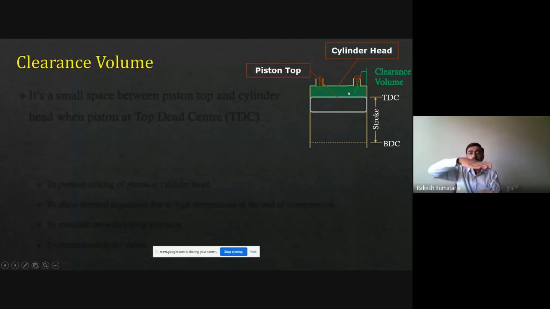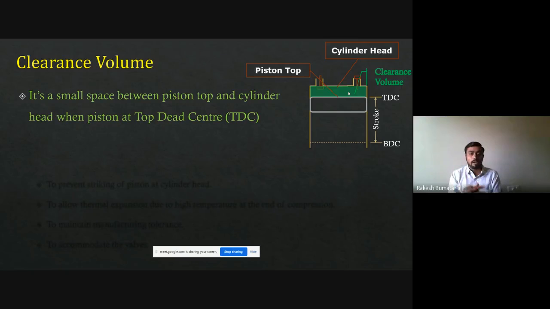So when the piston reaches TDC, there is always some gap between the piston top and cylinder head, which is known as clearance volume. It is represented here as a small space between the piston top and cylinder head. But the condition is that the piston should be at TDC, top dead center. And this volume is known as clearance volume. Why do we need this clearance volume? There are four major reasons that we provide it in a compressor.